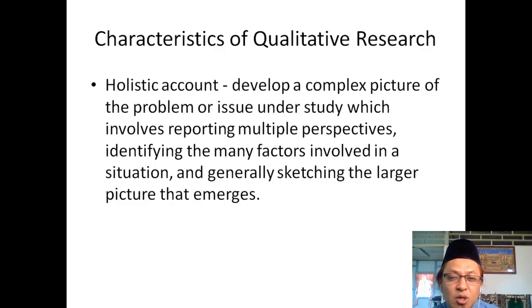Qualitative research is also about a holistic account. It means that we are going to develop a complex picture of the problem or issue under study, which involves reporting multiple perspectives. That's why we have to collect from multiple sources and multiple participants. Then we identify the many factors involved in the situation and sketch the larger picture that emerges. So in the end, you will come up with a model, a framework, or a theoretical model that represents the phenomenon that you study.